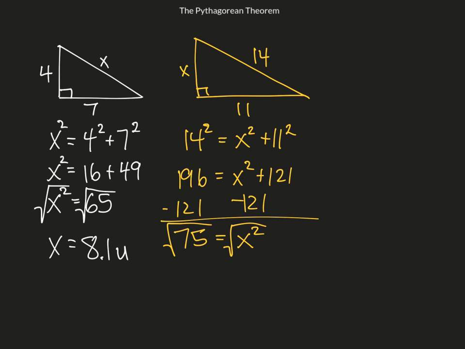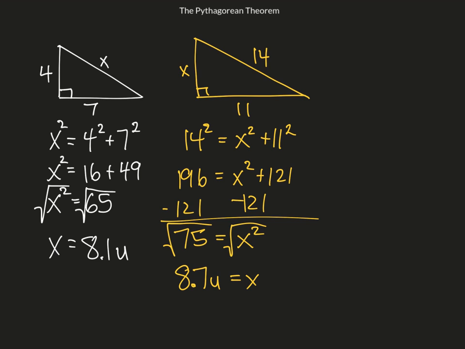Let's see, I'm going to guess 8.7 this time. And let's see if that's close to x. Can you guess? I've had a little experience with this. 8.66, and it goes on from there. So if I round it, 8.7 units.